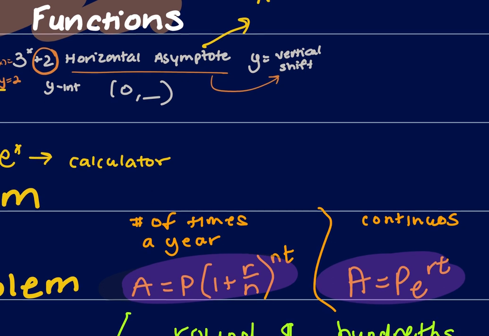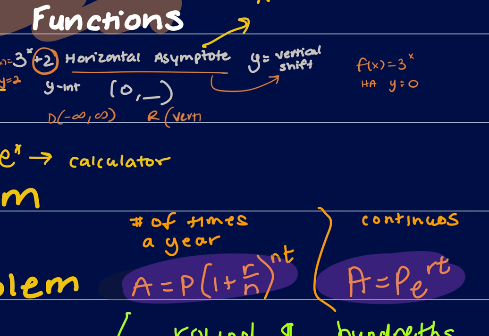If it was just like f of x equals 3^x and there is no vertical shift, then my horizontal asymptote is at y equals 0. Your y-intercept you'd be able to find from the center point on your t-chart if you do it in the right order. And then remember, domain for these is all real numbers. And the range is also going to be based on your vertical shift.